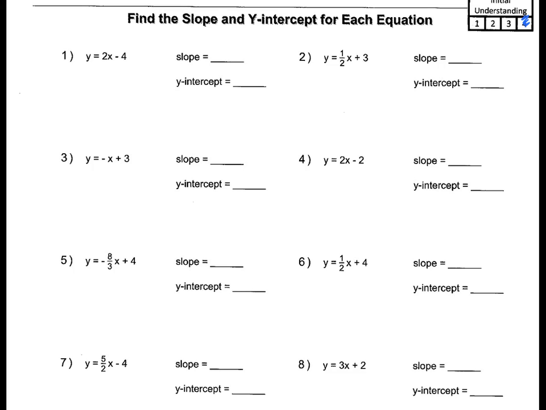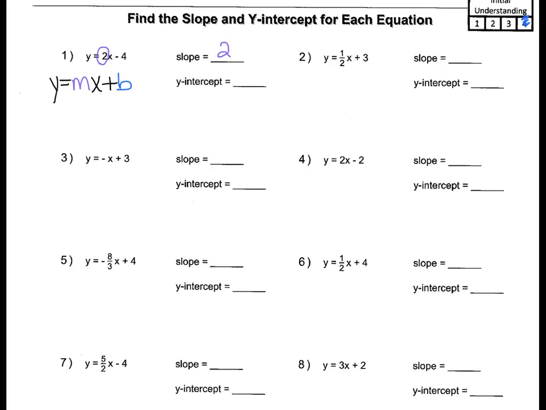When you find the slope and y-intercept for each equation, you want to use the formula y equals mx plus b. So y equals mx plus b. All right? So your m is your number in front of the x. That's your slope. So my slope in this problem is equal to 2. So slope is equal to 2.